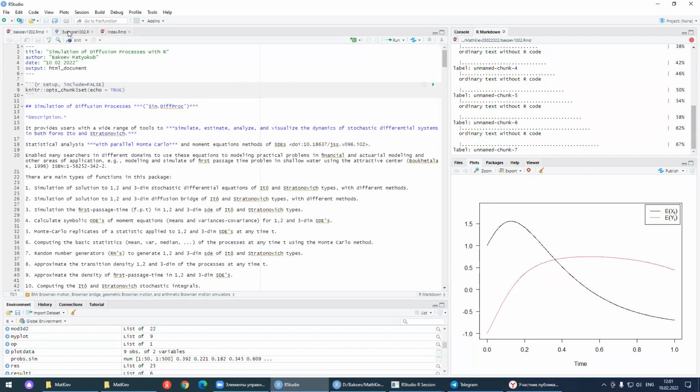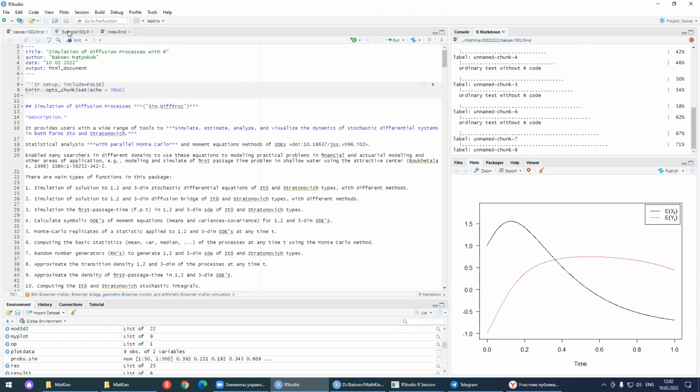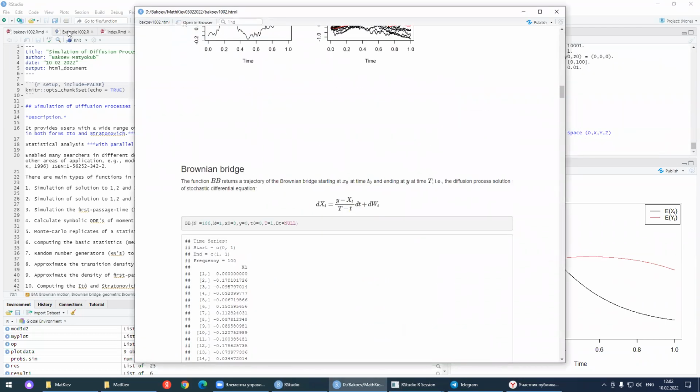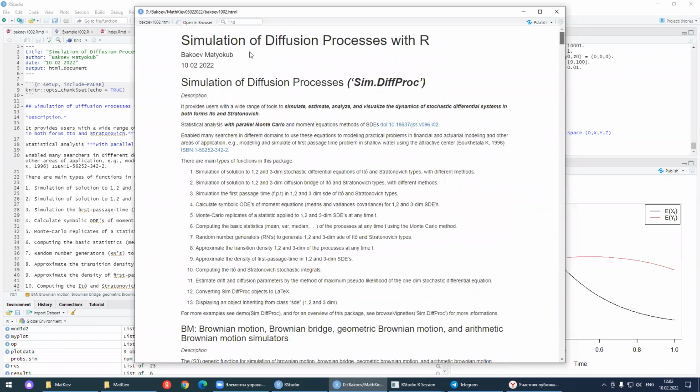Today, the last lecture was about the application of stochastic differential equations or stochastic processes in finance, and I paid attention to how we apply the stochastic differential equation in finance. Now, after discussing some problems from the previous lecture, today I will give the lecture I titled simulation of diffusion process with R. Okay?